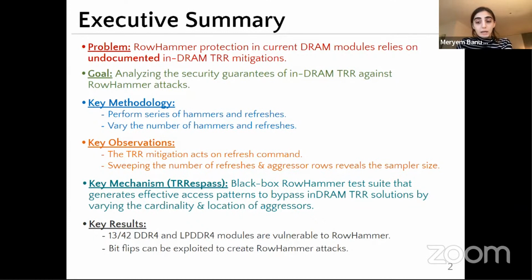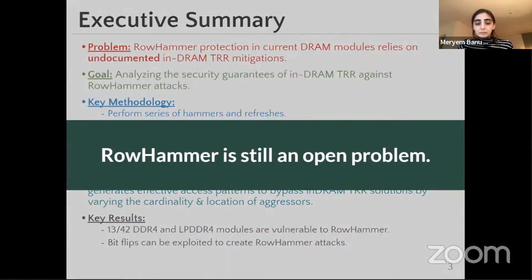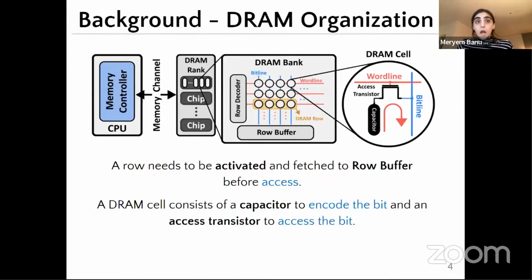Furthermore, these bit flips can be exploited to mount RowHammer attacks. The main key takeaway of the paper is that RowHammer is still an open problem, and we will see why it is still so. First, I will just provide some background for you.